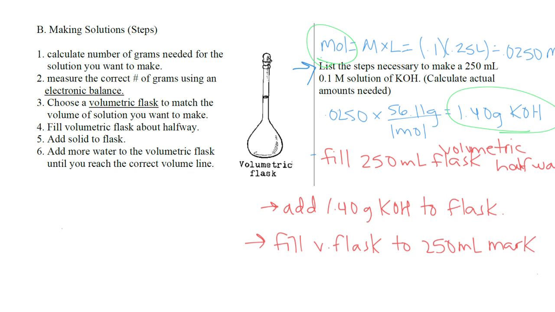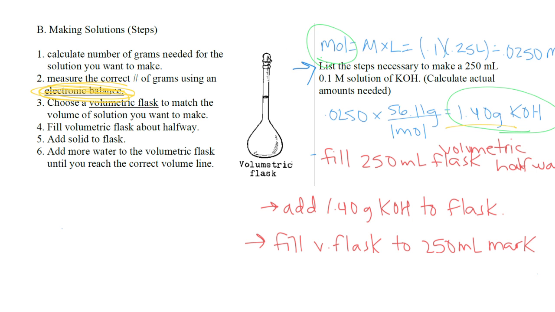And you do actually need to describe, like it'll ask you in the questions, what kind of equipment is important for you to have. If you're measuring a solid, you definitely want an electronic balance to measure that amount of solid, so that 1.4 grams. So we'll need our electronic balance to do that.